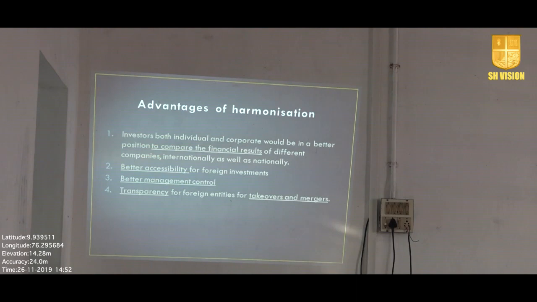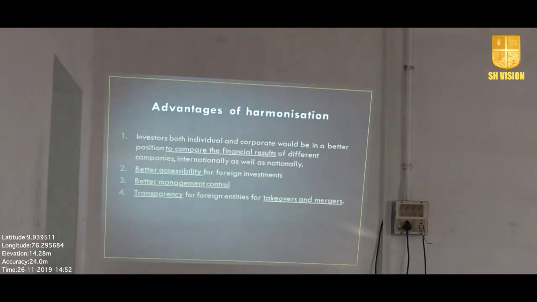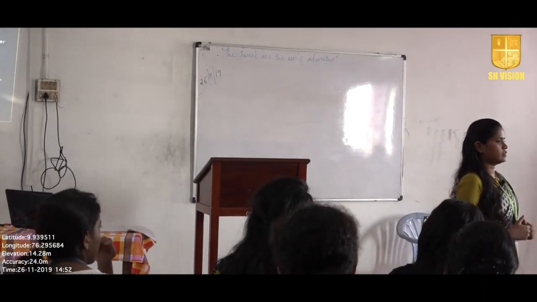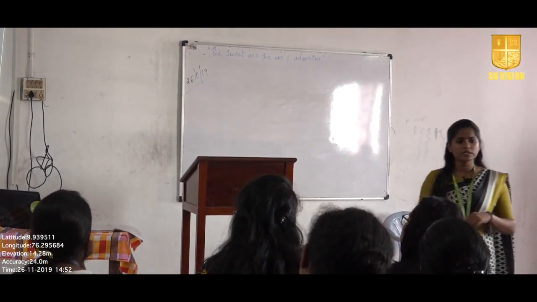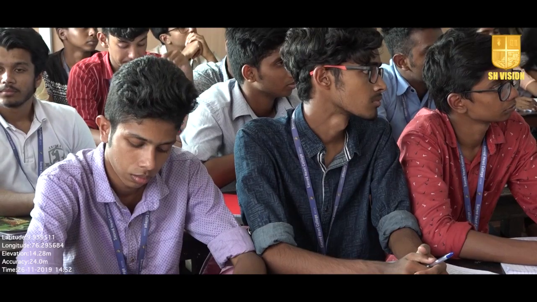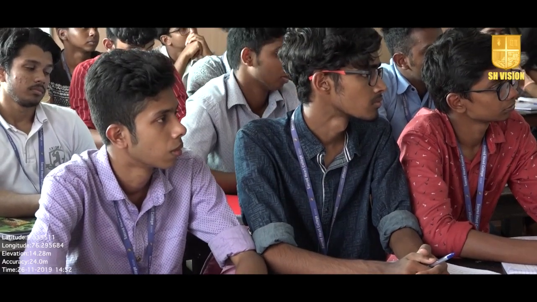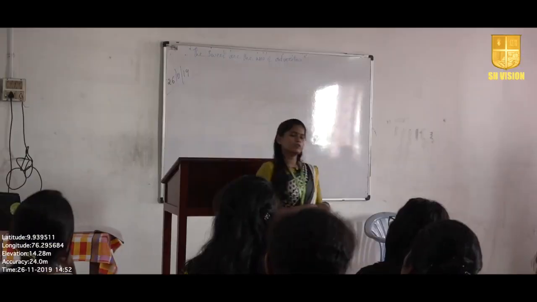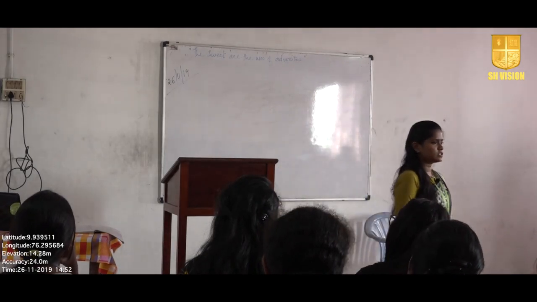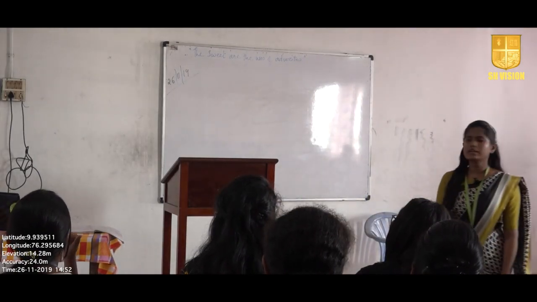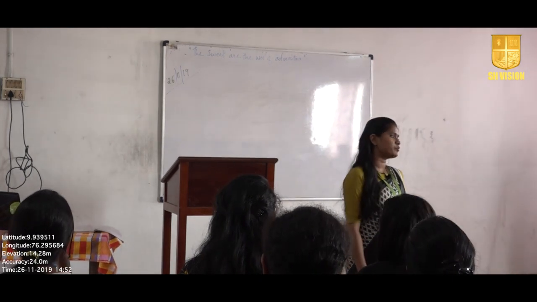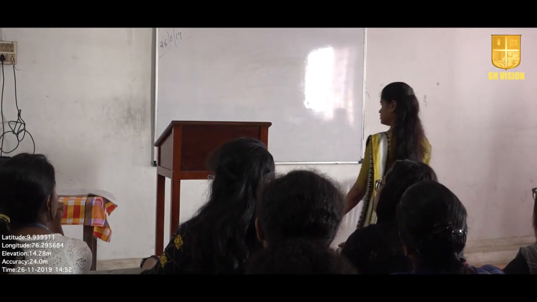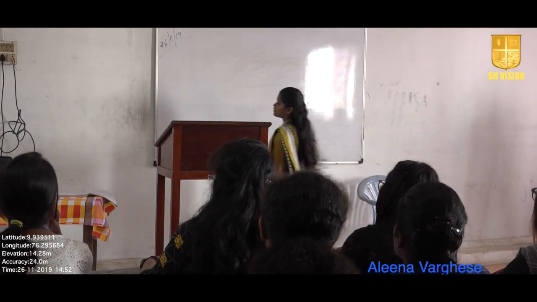Second one, better accessibility. They can access the foreign markets. Next, better management control. If a company is a loss running company, then it can manage and control its business activities to make up that company to a profit making one. Next is transparency for foreign entities for takeovers and mergers. The financial statement itself is transparent. Anyone can read the financial statement of any company if that company is listed in the stock exchange or if there is information about the company on the website.